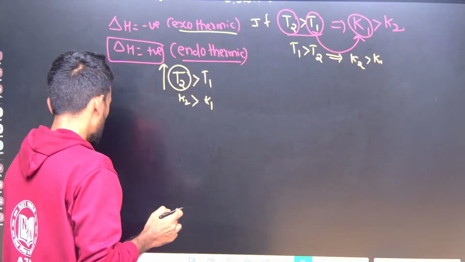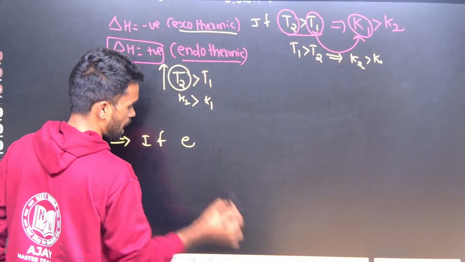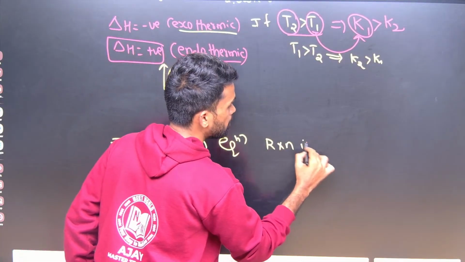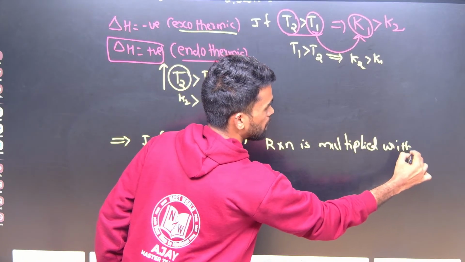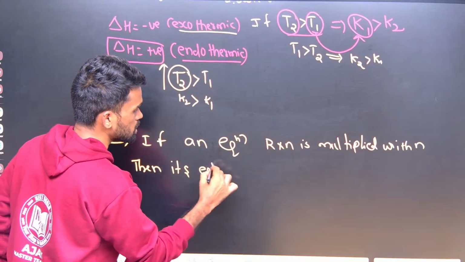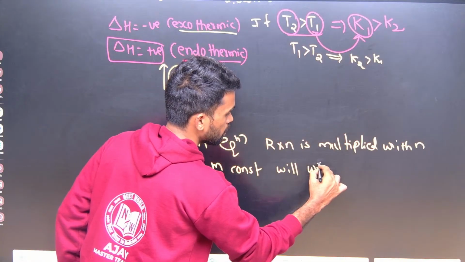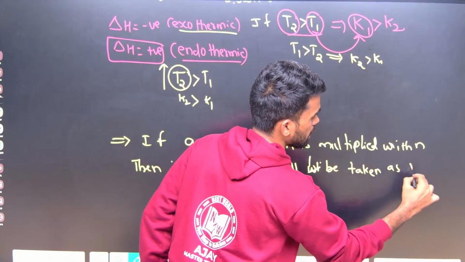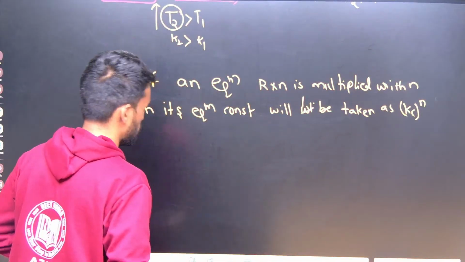Then next, what I have discussed in the last class is, if an equilibrium reaction is multiplied with a term n, then its equilibrium constant will be taken as Kc power n. It means just look at this example so that you will get more clarity than this definition or this statement.